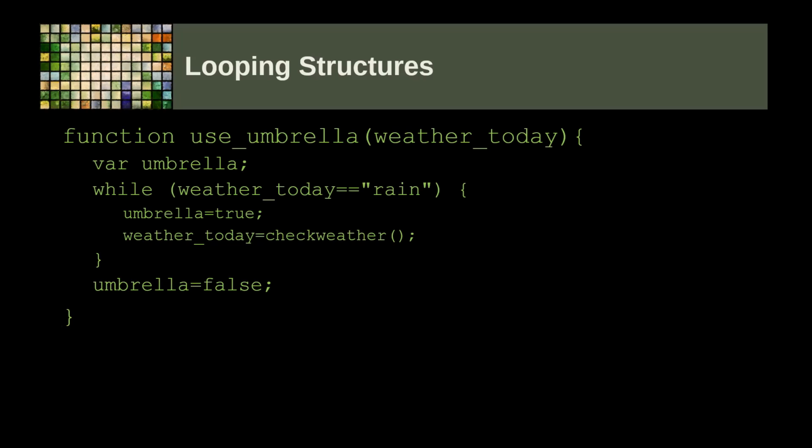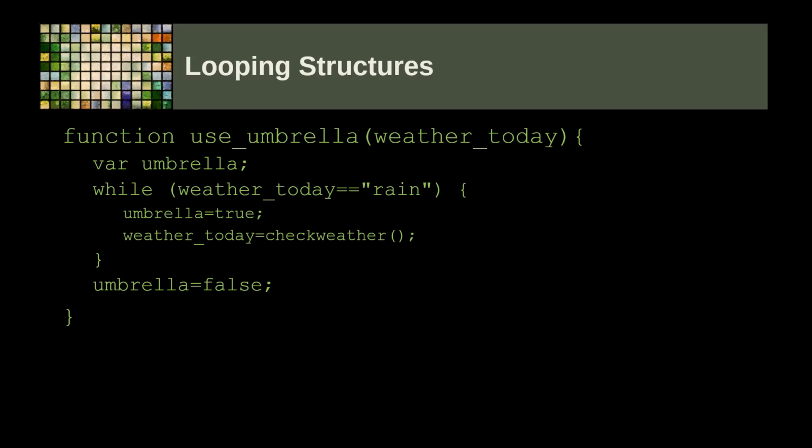So every time the computer goes through and hits that line of code, weather today equals check weather, it goes off into that other function, gets that value. And then when it loops back up to the while statement, if weather today now suddenly has a different value, then it's going to skip the rest of what goes on in the while statement and go to the next line of code. And the next line of code will be umbrella equals false.